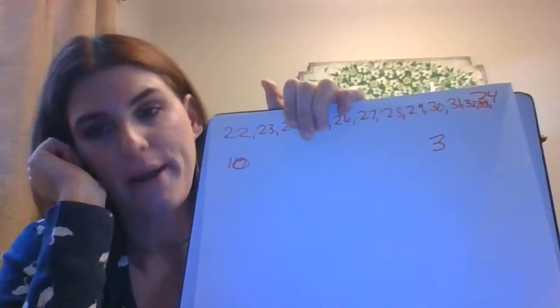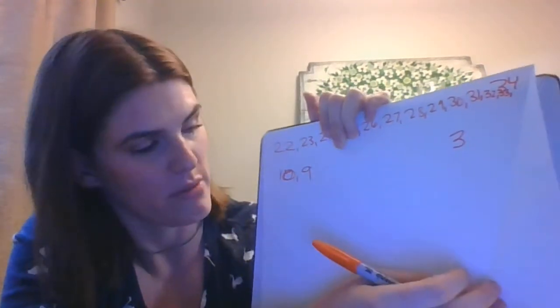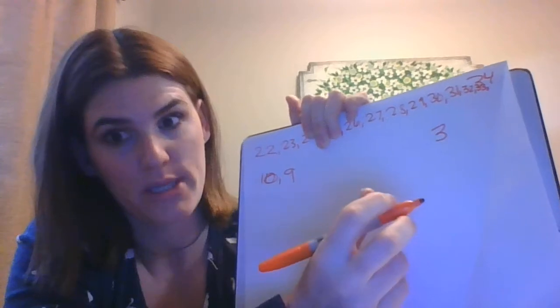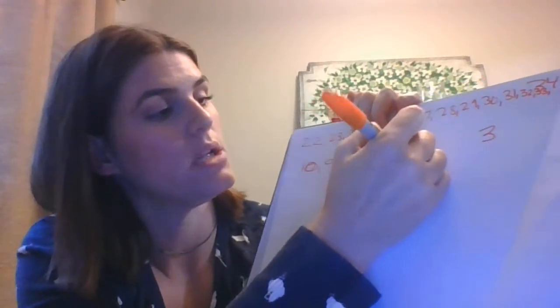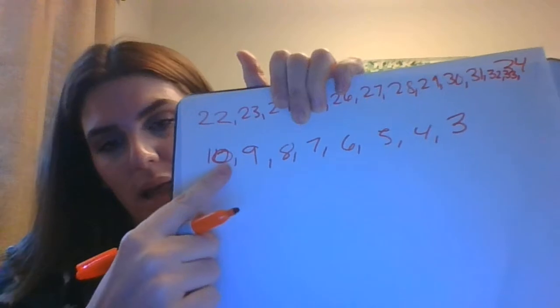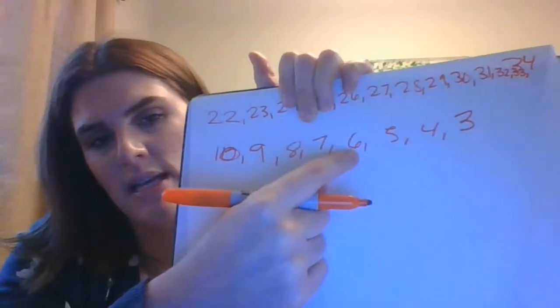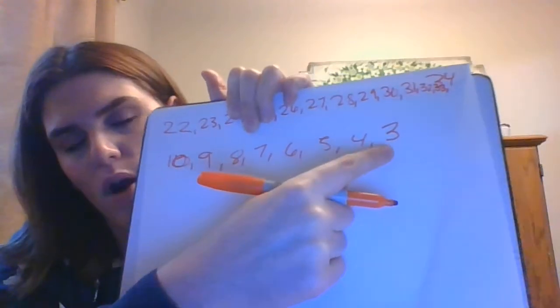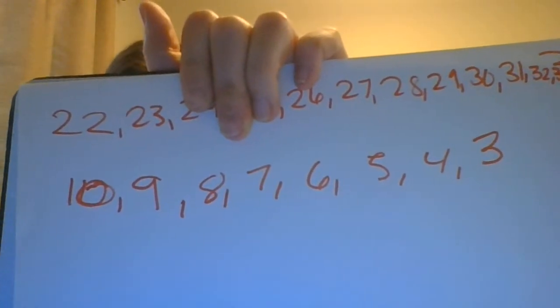Great job. All right. If you decided that 9 comes after 10, if you got this, you are correct. Let's say it out loud. 10, 9, 8, 7, 6, 5, 4, 3. If you got that, you are correct. Great job. All right, we're going to play one more round.